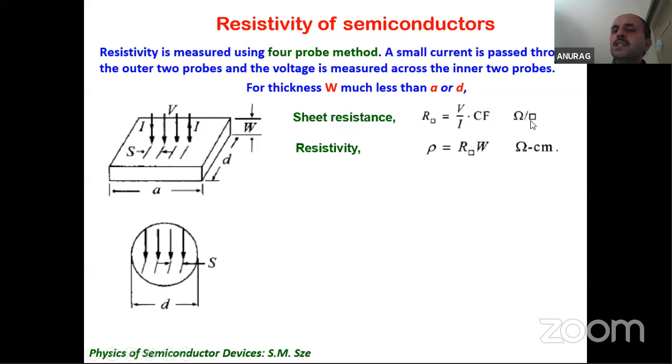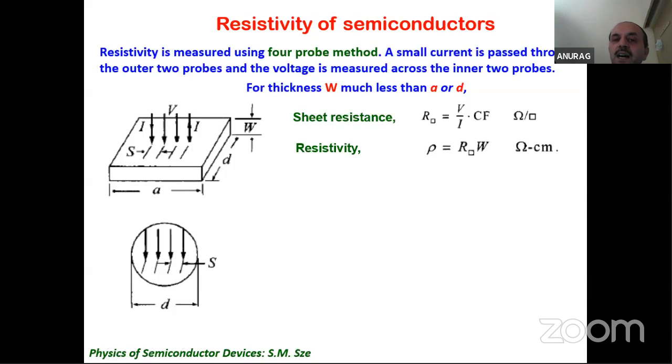Per square is not a physical dimension. This is actually the convention, ohm per square. The dimension of sheet resistance is that of a resistance, that is ohm. So the resistivity, rho, is equal to the following. If I want to calculate the resistivity, experimentally I have measured the sheet resistance. And you also need the thickness, W; here I'm taking W as the thickness of the sample. If you don't know it, then you cannot calculate the resistivity. So before doing your measurement, you should know the thickness of the sample.